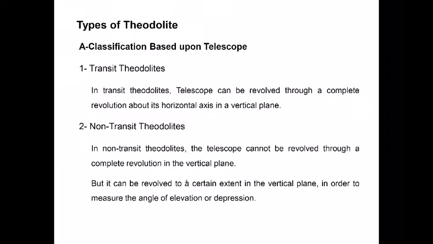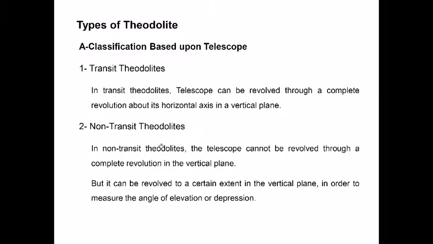So now we'll discuss some types of theodolite. First, the classification based upon telescope. Like we discussed previously in the auto level, the telescope is the part of the instrument that helps you get enlarged vision, and it has two ends. At one end you have the objective lens, at the other end you have the eyepiece. Now we have two different types of theodolites based on the type of telescope: we can either have a transit theodolite or a non-transit theodolite.